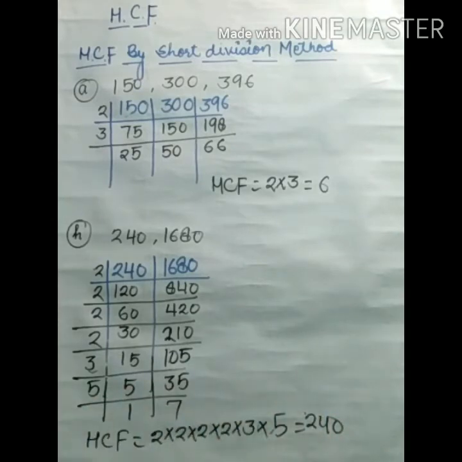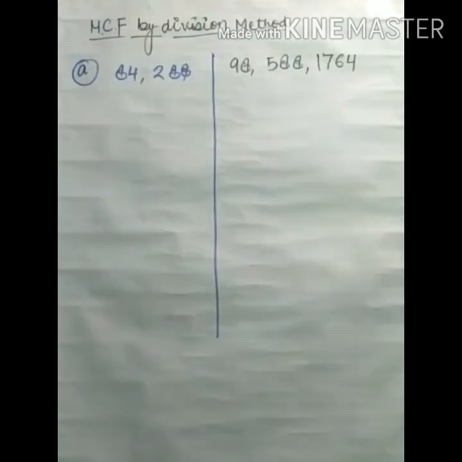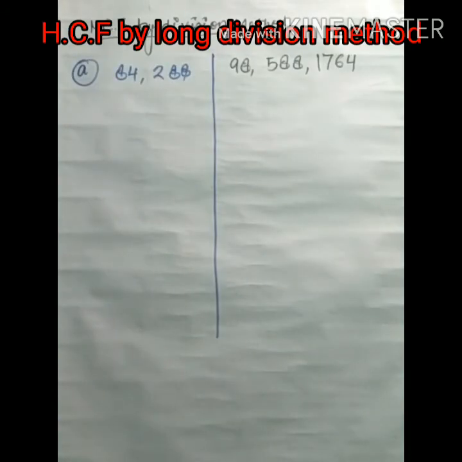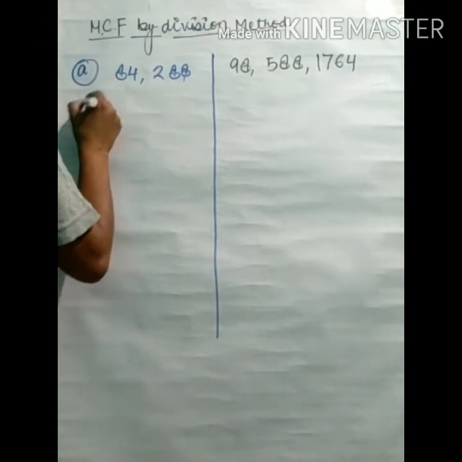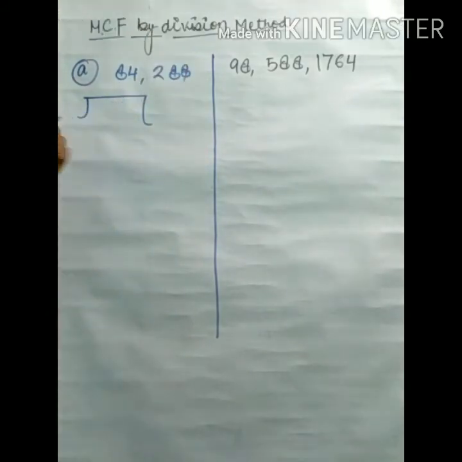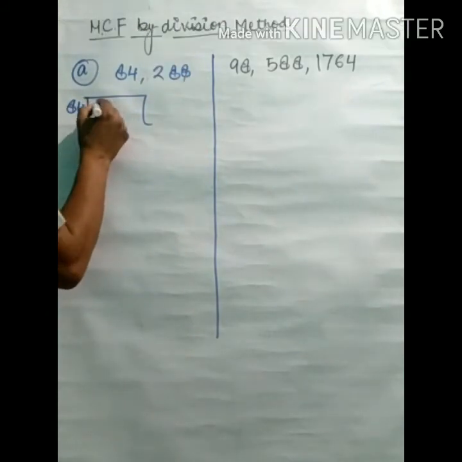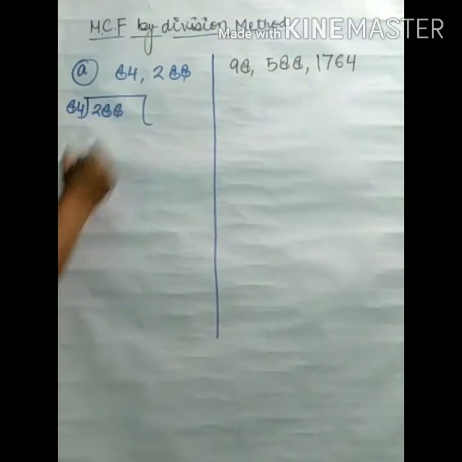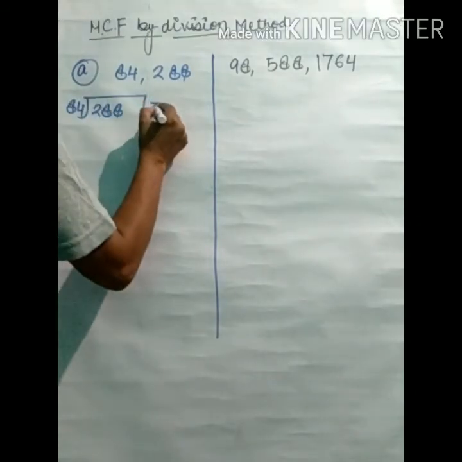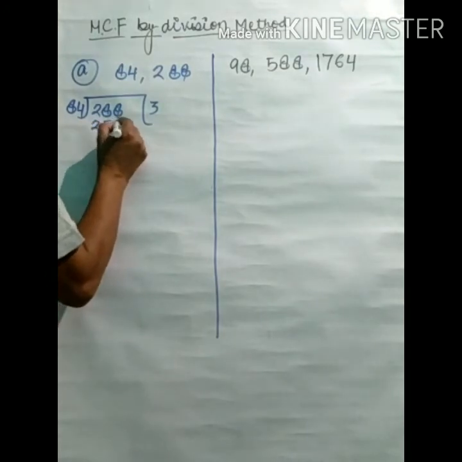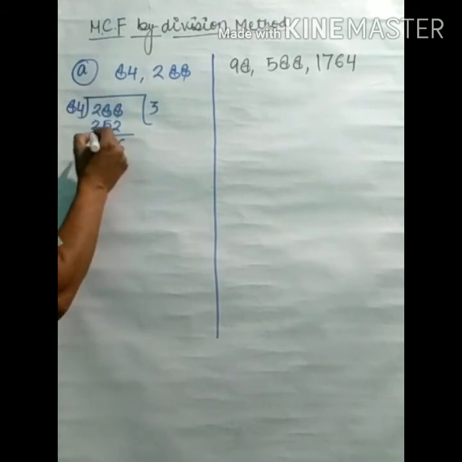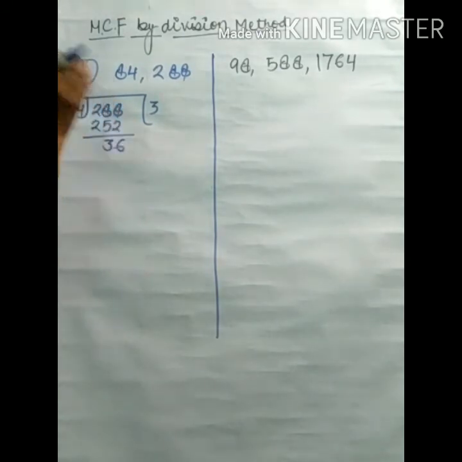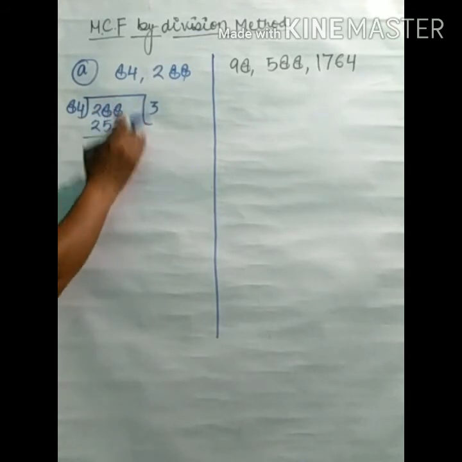Now next we will do HCF by the division method. In the division method, we divide the greatest number by the smallest number, and the division will continue until we get the remainder 0. Watch it carefully. With 84 you will divide 288. 288, 3 times is 252, and here comes the remainder 36. Now 36 is the remainder.